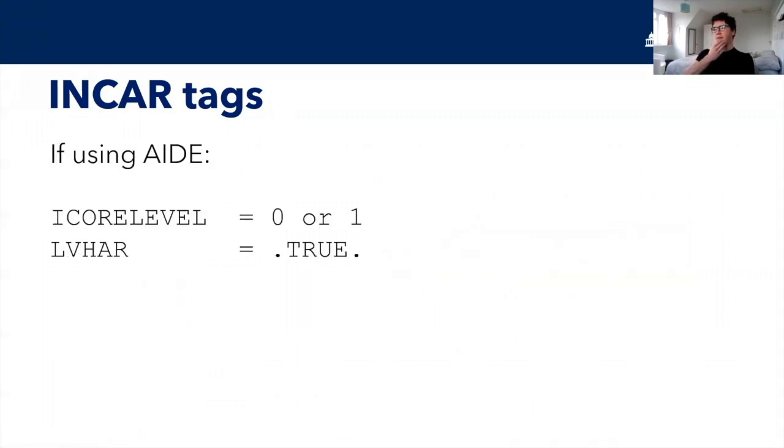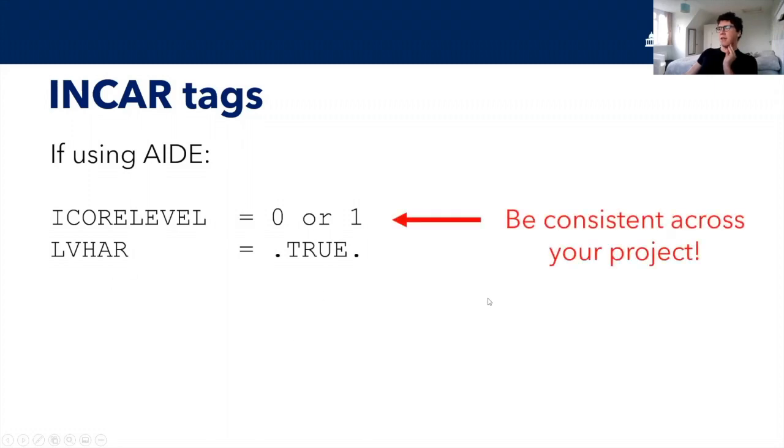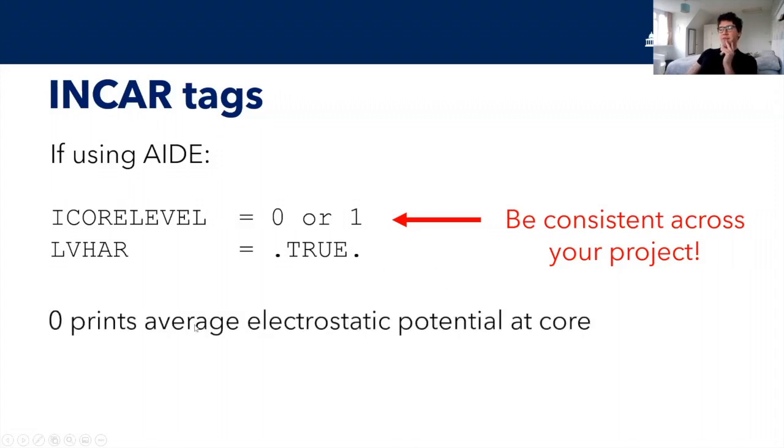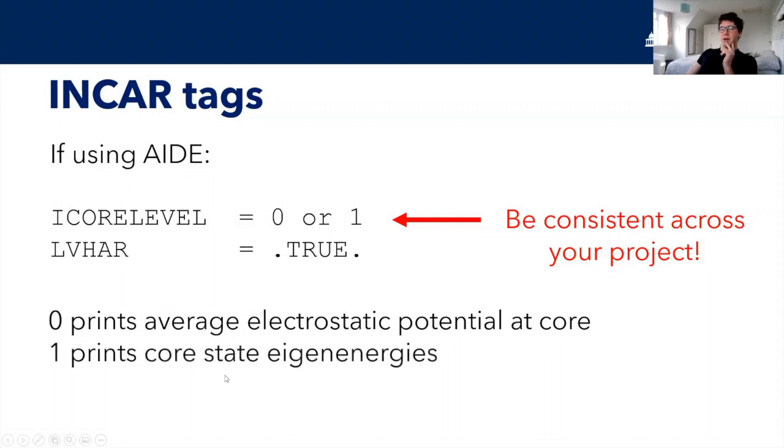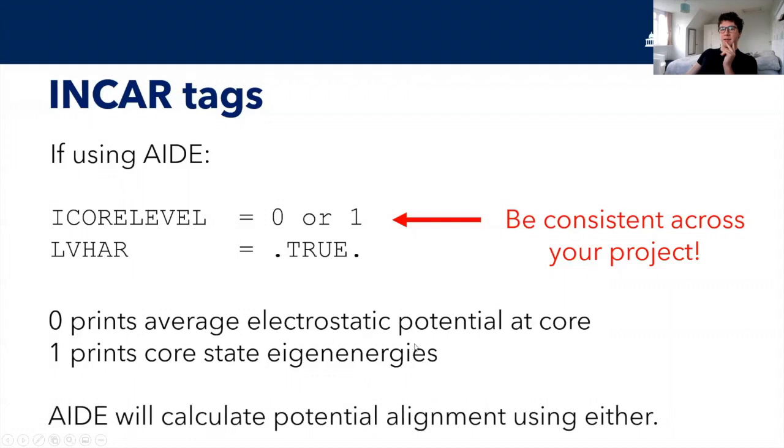Now some more fiddly tags. If you're still not on the doped bandwagon and you're still doing your calculations by hand, or you're still using AIDE, which is the predecessor to doped, then to enable the calculation of the post-processing corrections, you need to ensure that you have these 2 tags turned on. It's not too important which ICORELEVEL tag you have on, but you should have it the same for each defect calculation in the project. If it's 0, it prints the average electrostatic potential at the core, and if it's 1, it prints the core state eigenenergies, and the potential alignment correction in AIDE will work using either.